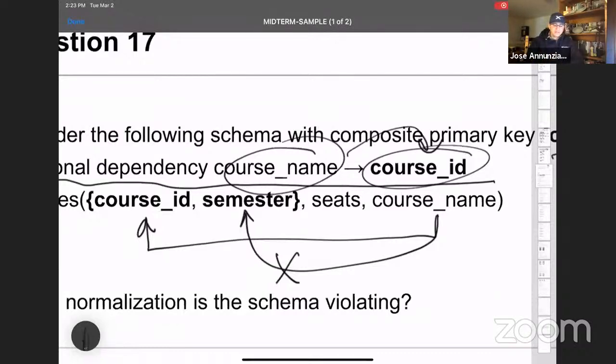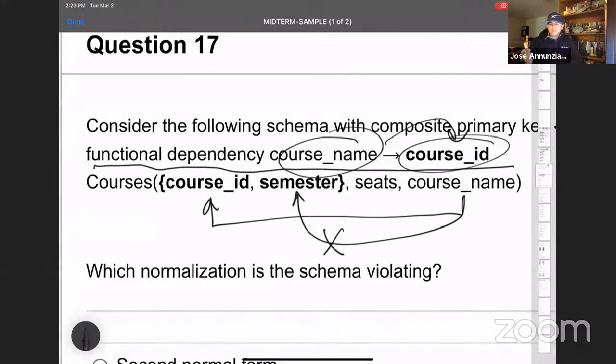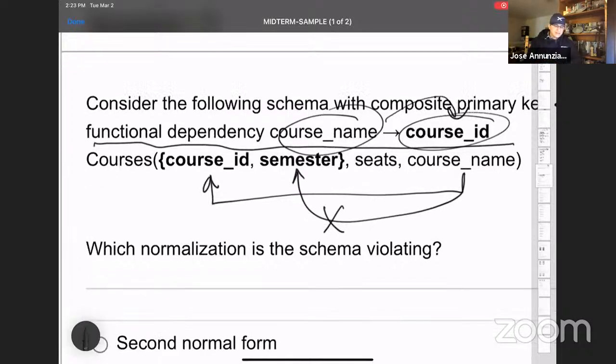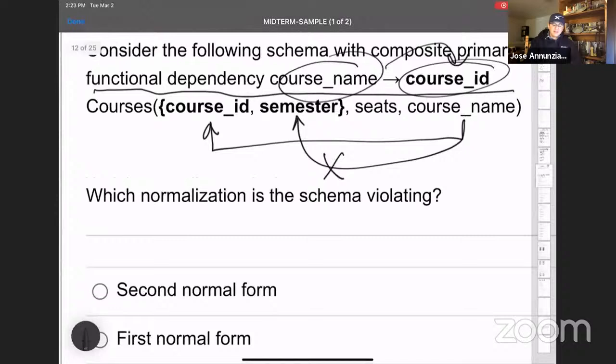Right, and so this one we say that this is breaking, or it's violating, second normal form. The term that folks often use is it's breaking first normal form, or second normal form, or third normal form. It's breaking, meaning it's violating, or it doesn't adhere to that normalization. So this is a classical second normal form violation.